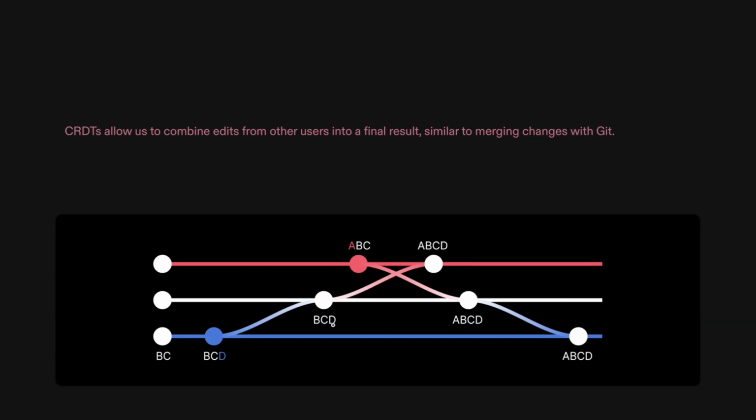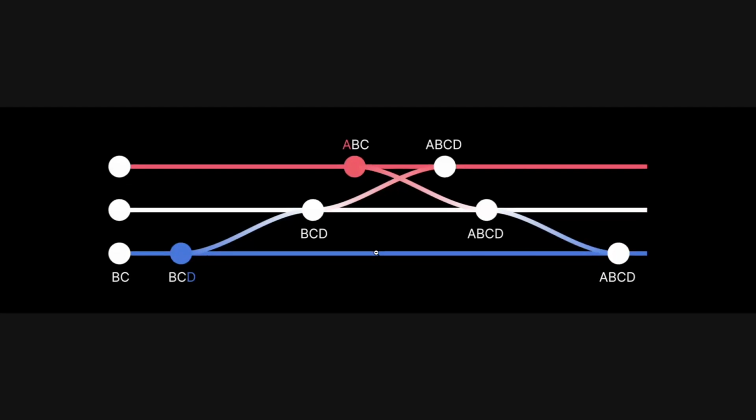If we use the strategy of the client trusting exactly the content that the server provides, you would expect the red user to think that the current text is BCD, which would be inaccurate because it made an edit before the update arrived to the red user.